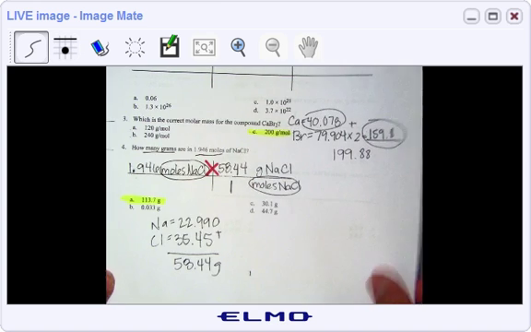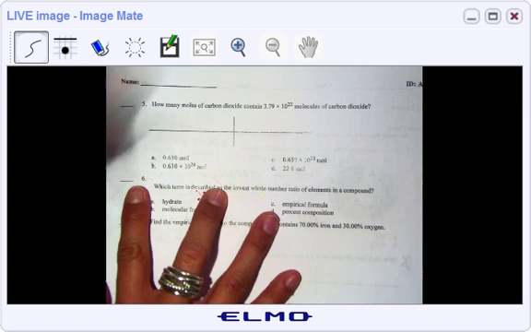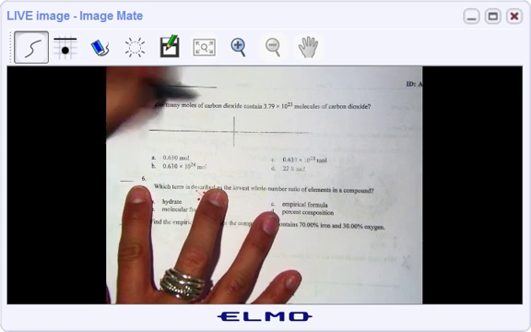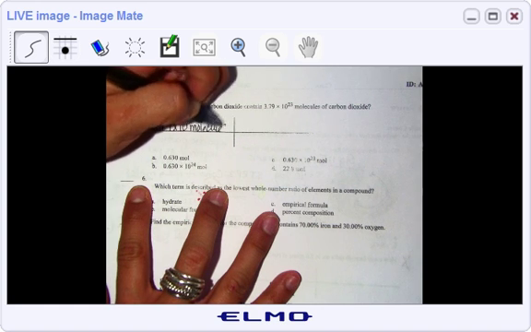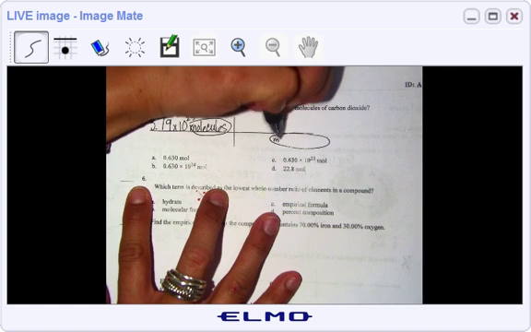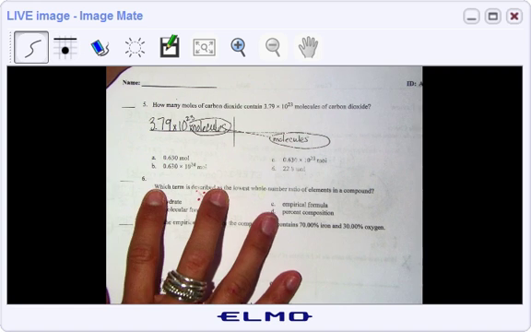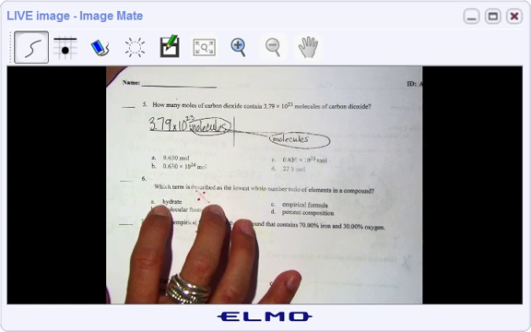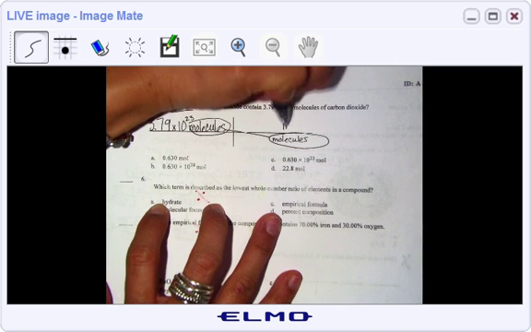Okay, we're going to flip the page. Number 5 is very similar. Again, you're always going to start with a number that you're given. If this is molecules, what is this going to be? These will always match because they're going to cancel out. And then what you really want is the moles, and that goes up here.